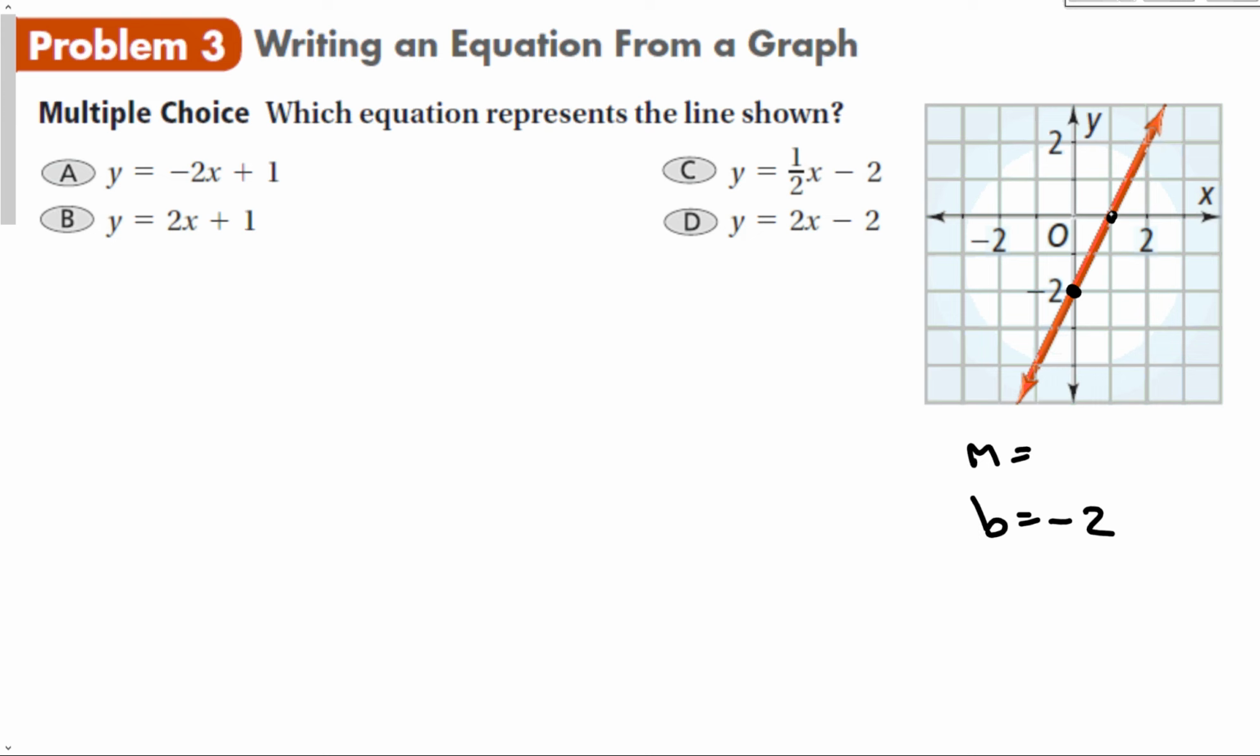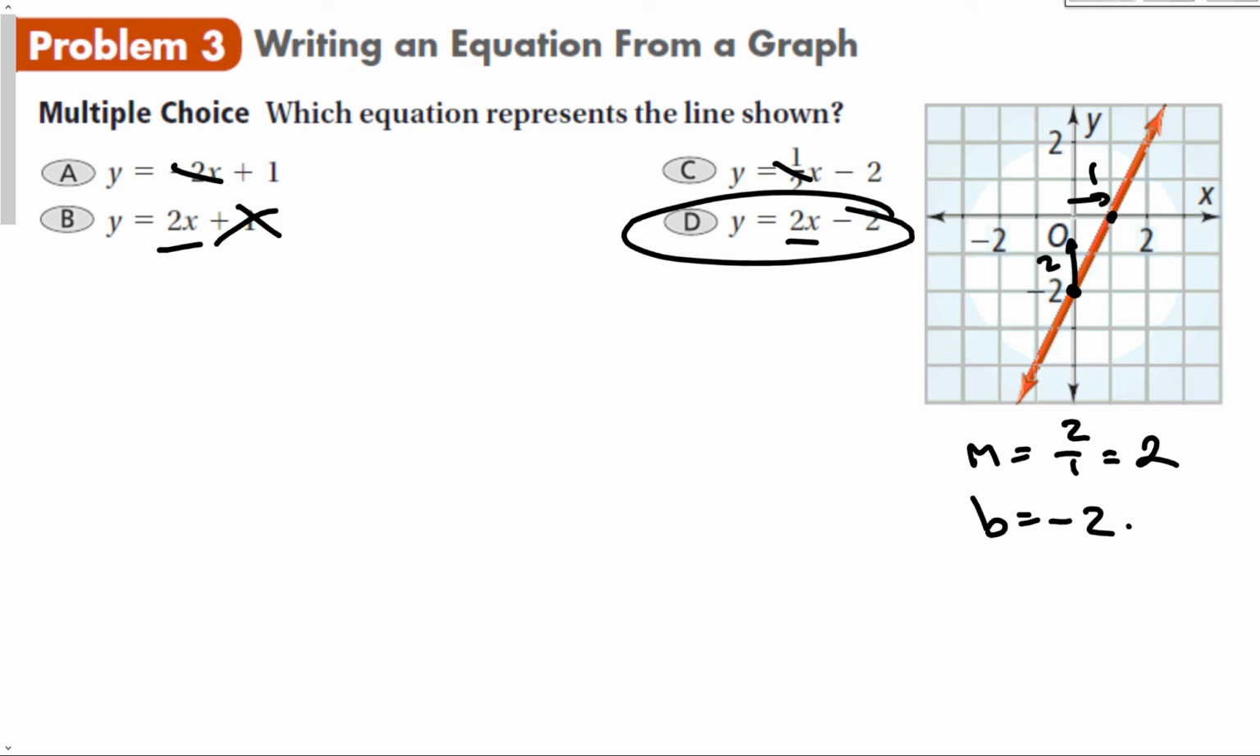So to go from one point to the next point, as I go left to right, I'm going to go up 2, right 1. So remember, slope is rise over run. So this would be 2/1, which would be 2. So I look through these equations, and I find something that has a slope of 2. No, yes, no, yes. And a y-intercept of -2. No, yes. Okay.